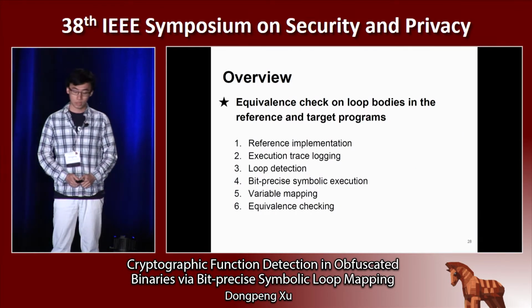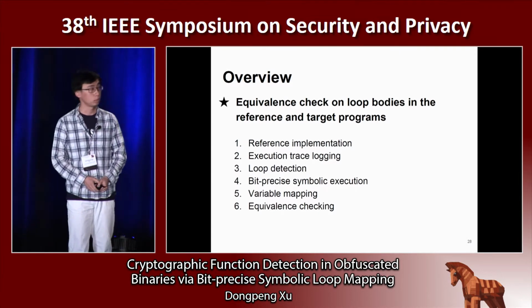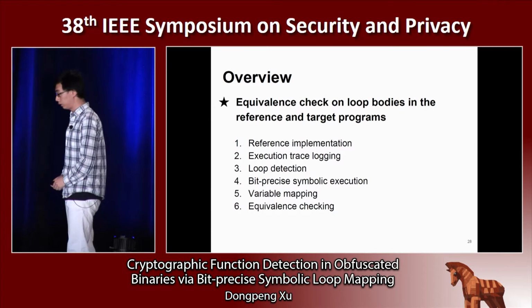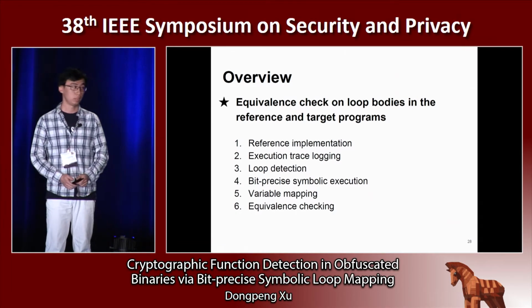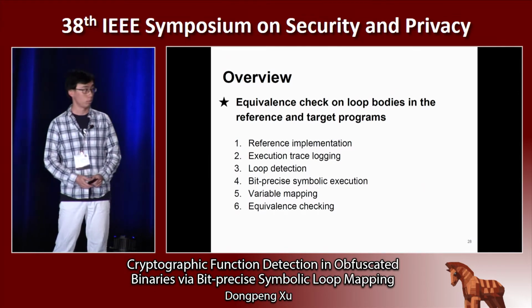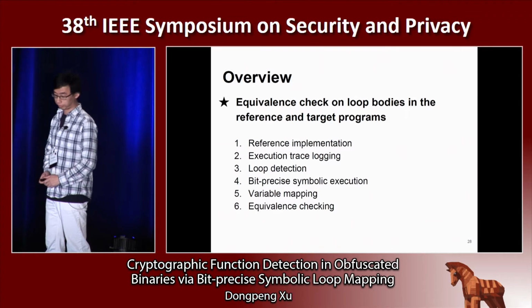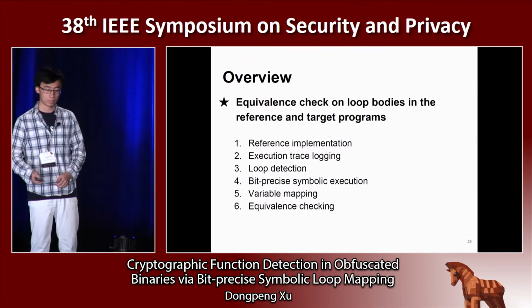So generally, there are 6 steps in our technique. First, we need a reference implementation, and then we log 2 execution traces, and then we do loop detection, bit symbolic execution, and variable mapping, and at last we check the equivalence of the 2 formulas. So I will go through this whole procedure step by step.